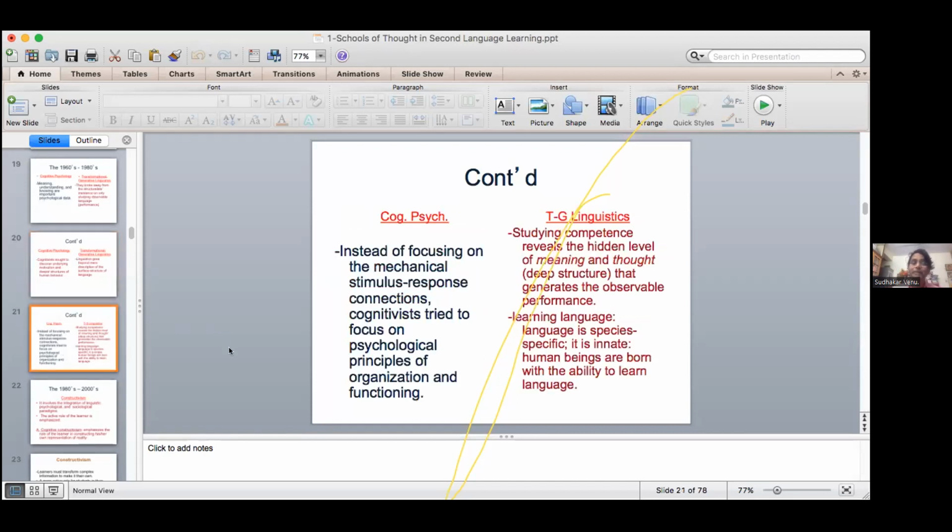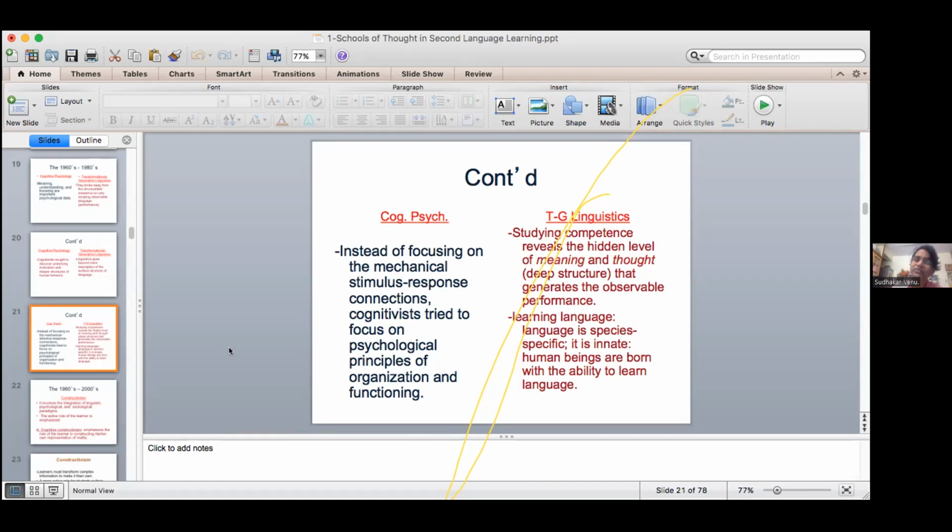Cognitive psychologists have not focused on mechanical stimulus-response connections, which behaviorists were talking about, but on principles of how, in learning, a learner organizes, how a learner plans, how all these things function; there are different kinds of functioning. So their focus, symbolic representation, for example, has become an important part of cognitive psychology.